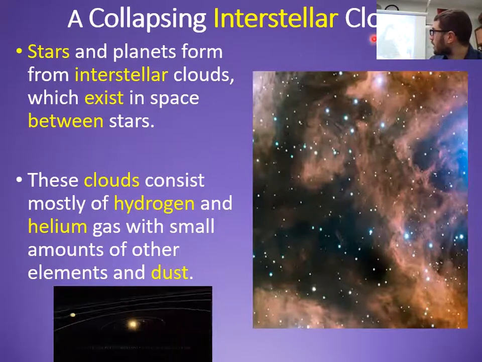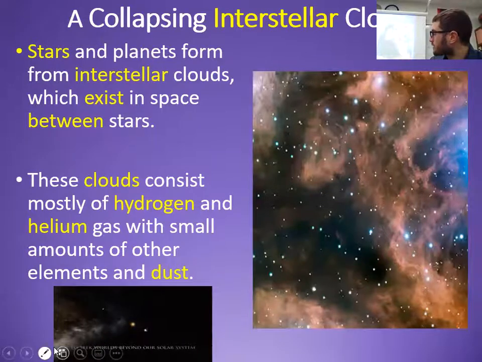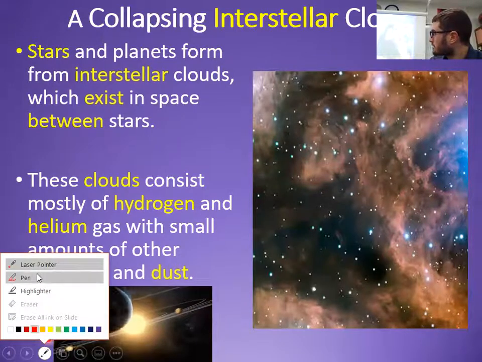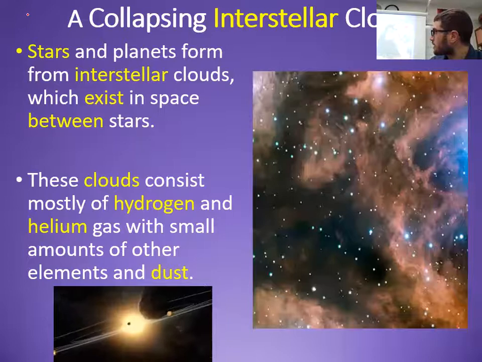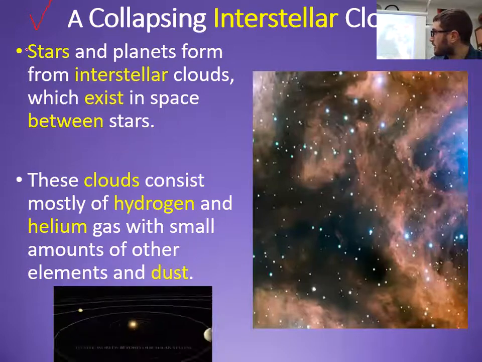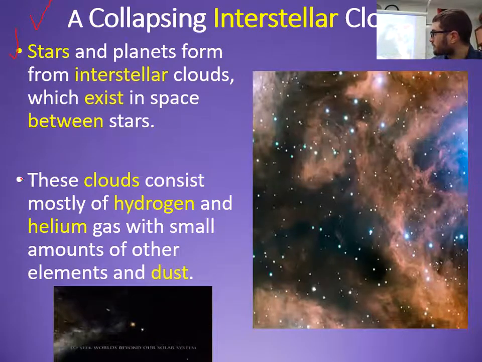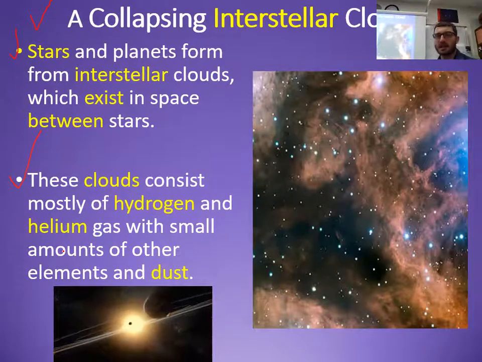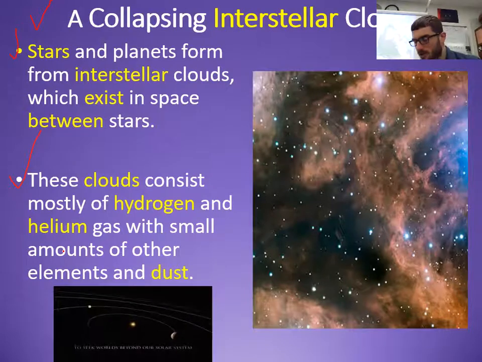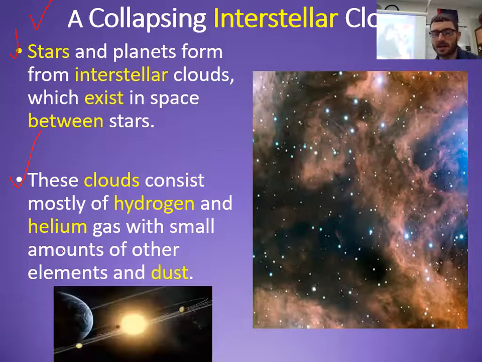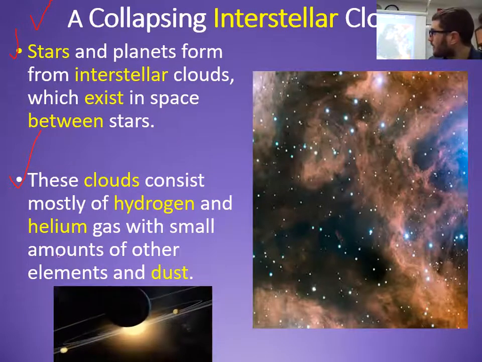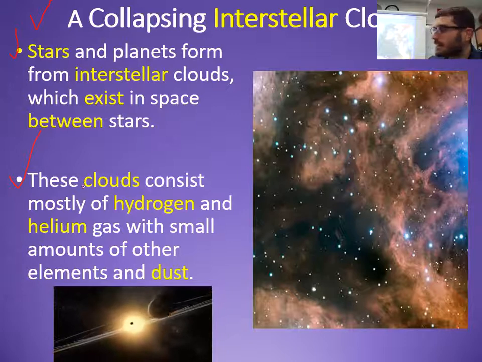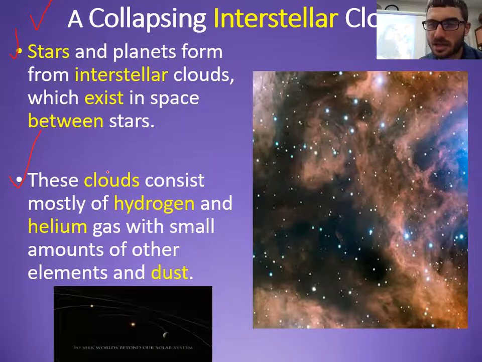Okay, so this is kind of walking you through it step by step, right? First, we just get a regular old space cloud, right? There's a bunch of dust and stuff in between all the stars. That's what ignites and creates our baby stars, right? Then you're going to need, like I said, mostly hydrogen and helium.